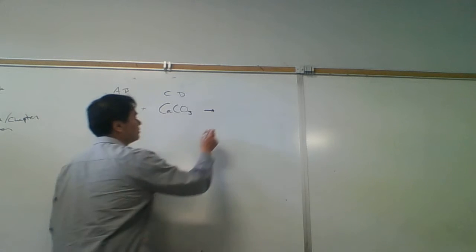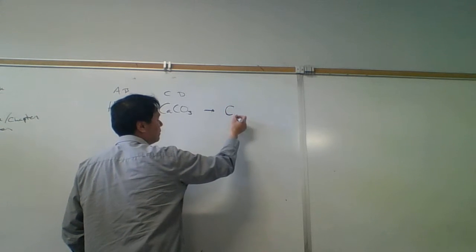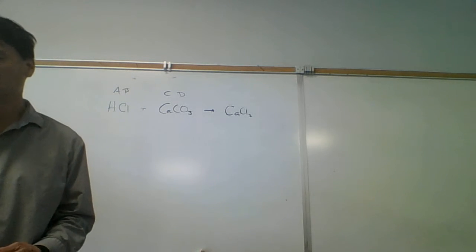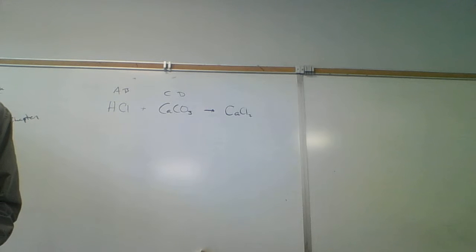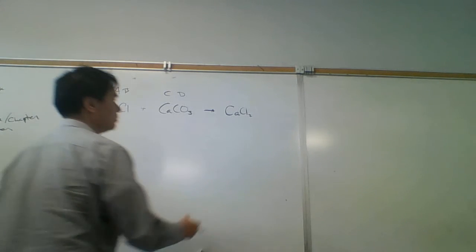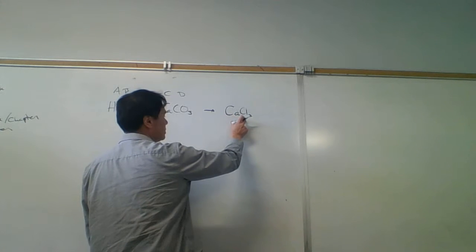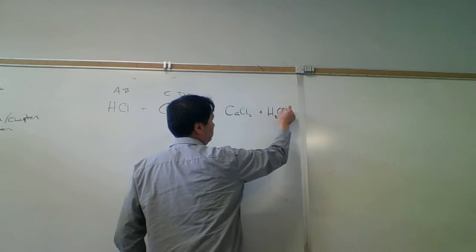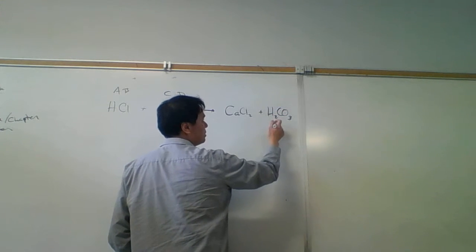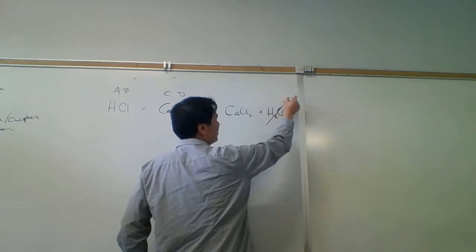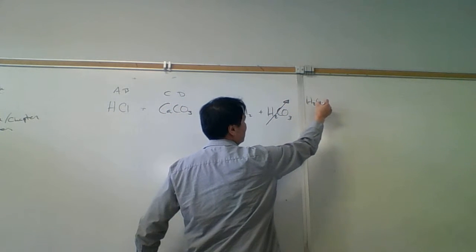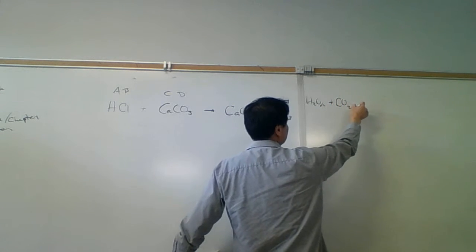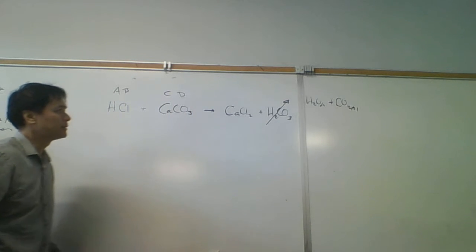Calcium chloride. What's the formula for calcium chloride? CaCl2. And is it an insoluble solid or a soluble solid? It's soluble. Chlorides are soluble except for silver, lead, and mercury. So CaCl2 plus carbonic acid, which is H2CO3. But the thing about H2CO3 is it's unstable, so we have to draw this arrow here showing it immediately decomposes into H2O liquid plus, and so this is the effervescence, this is the carbon dioxide gas.